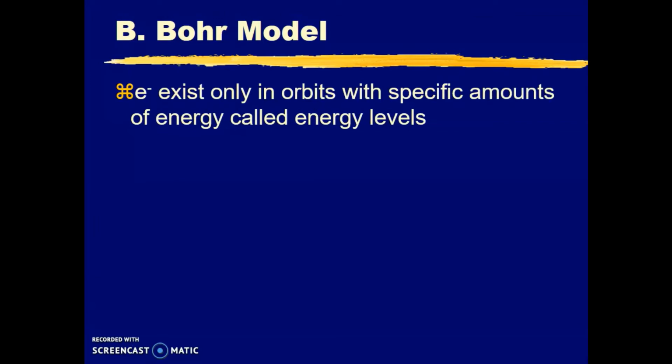Electrons exist only in orbits with specific amounts of energy. So we call it the energy level. The orbit is the space that the electron travels in, and it has a specific amount of energy within it when it is in that particular orbit. So we call those orbits energy levels.